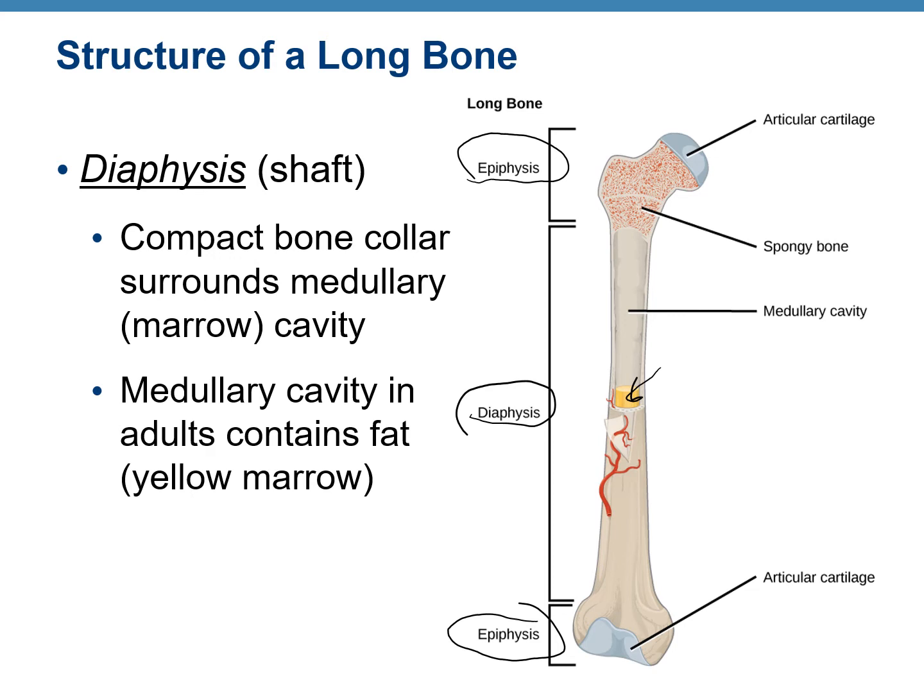Also, there is articular cartilage at the end of epiphysis, both proximal and distal. And articular cartilage means this is where the joint is formed, because articulation means movement, and we have movement at joints.